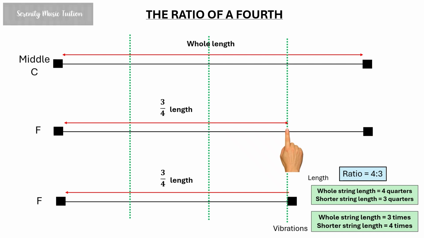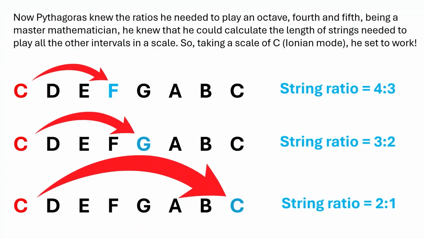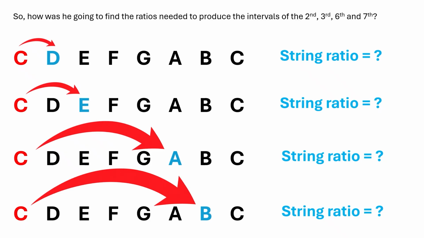It was time for Pythagoras to put his master plan into action. Now Pythagoras knew the ratios he needed to play an octave, fourth and fifth. Being a master mathematician, he knew that he could calculate the lengths of strings needed to play all the other intervals in a scale. So taking a scale of C, also called the Ionian mode, he set to work. So, how was he going to find the ratios needed to produce the intervals of the second, third, sixth and seventh?